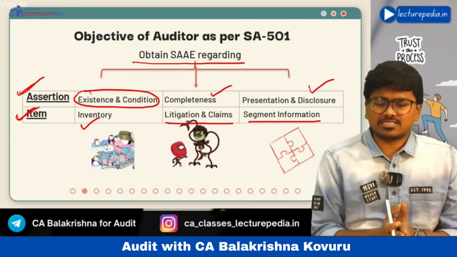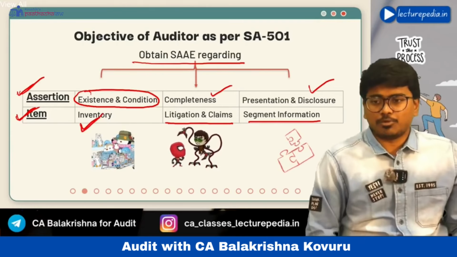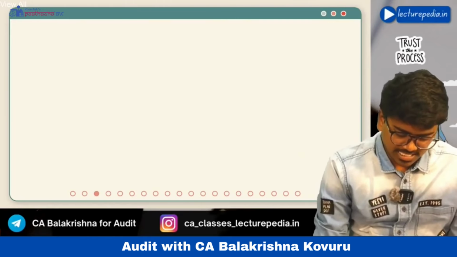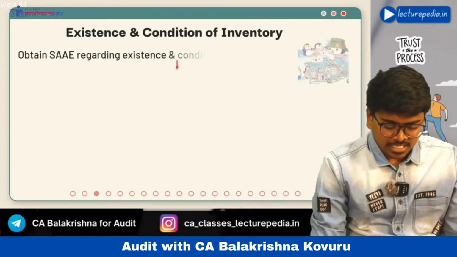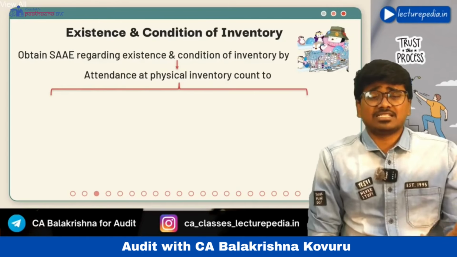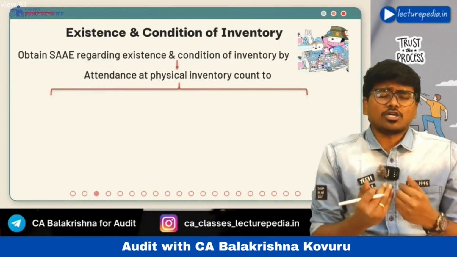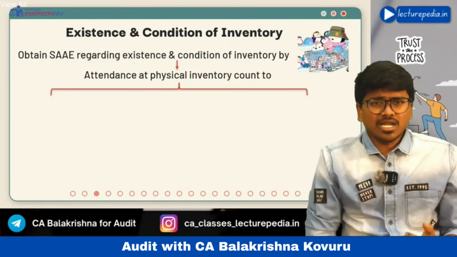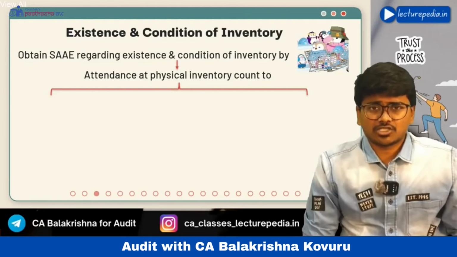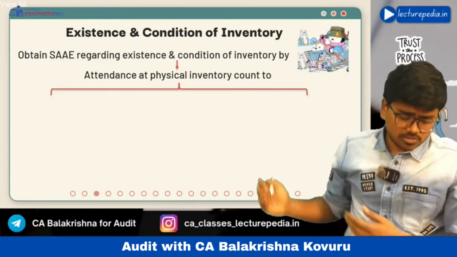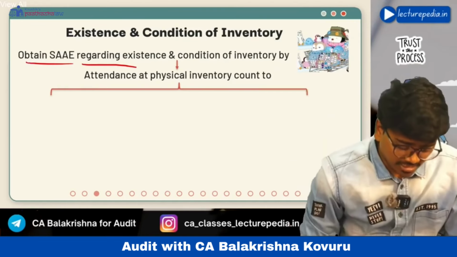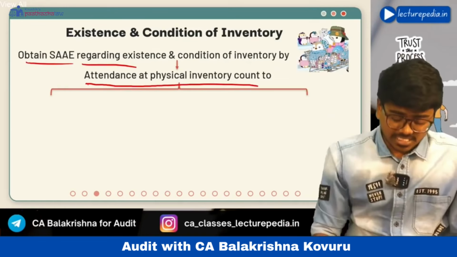Firstly, in this standard, the inventory aspect is very important. The remaining two items are not that important. Starting with inventory, existence and condition of inventory. Just think, in order to obtain audit evidence with respect to inventory, what audit procedure will you perform? You will physically verify the inventory, right? You will attend the physical verification of inventory. The same is suggested by the standard also: obtain sufficient appropriate audit evidence regarding existence and condition of the inventory by attendance at the physical inventory count.